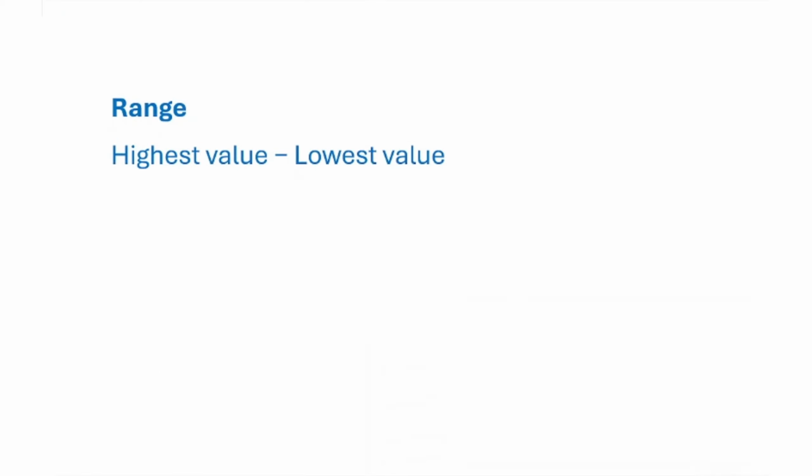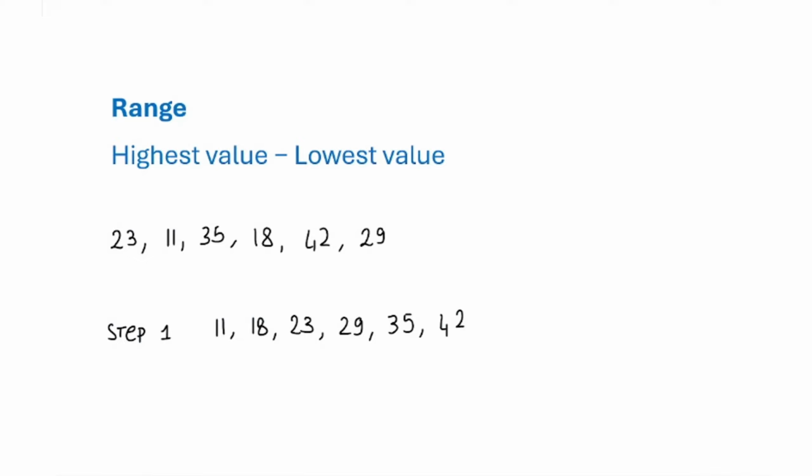Range is the difference between the highest and the lowest value. For example, using this dataset. Let's order the values. It's not strictly necessary here, but it helps us clearly identify the smallest and largest values. The highest value is 42. The lowest is 11, so the range is 42 minus 11, which is 31.